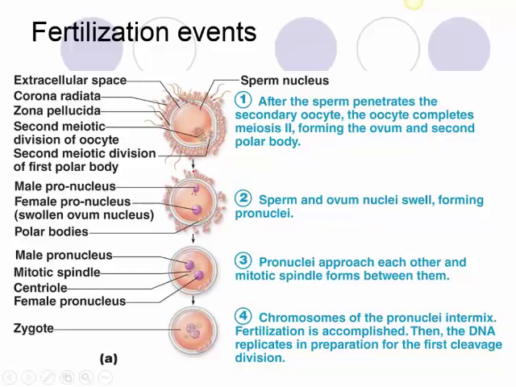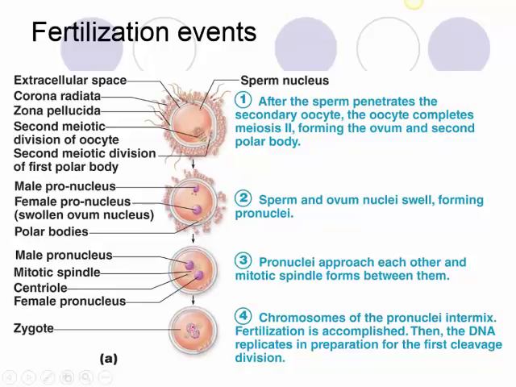So here this is showing you the same thing. You can see here is the sperm nucleus. Here is the secondary oocyte which will complete its meiotic division. The nuclei of the sperm and the ovum swell and come close to each other. When they swell, they are known as pronuclei. They approach each other and then they fuse.